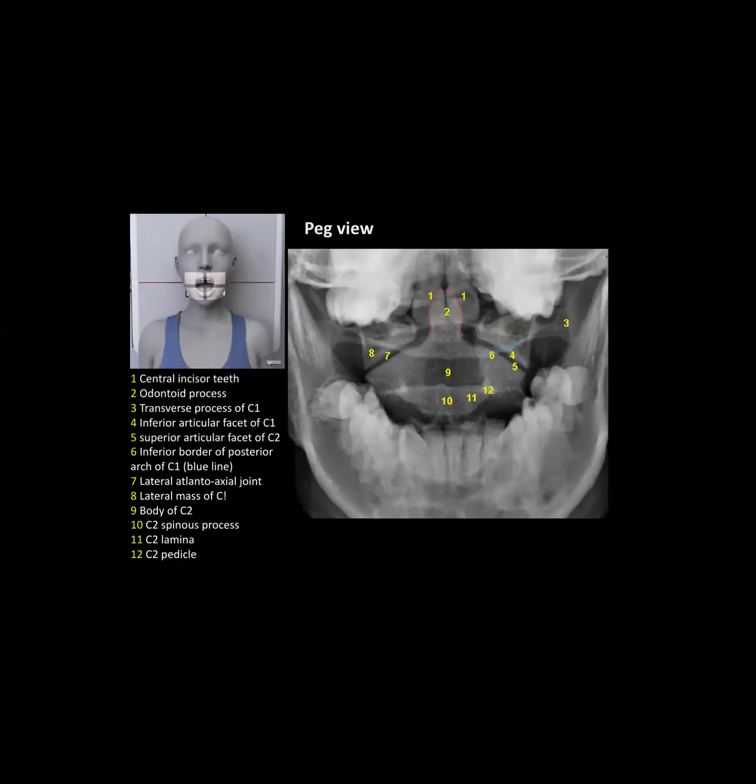Tricky view here, showing number 8, the lateral masses of C1, and the transverse process, number 3. Number 6 is the lower inferior border of the posterior arch of C1, marked with the blue line. The 2 is the dens. 9 is the body of C2. 11 is the lamina. 10 is the spinous process.